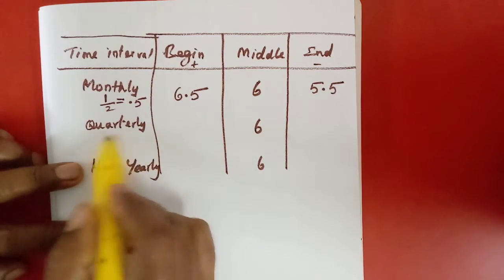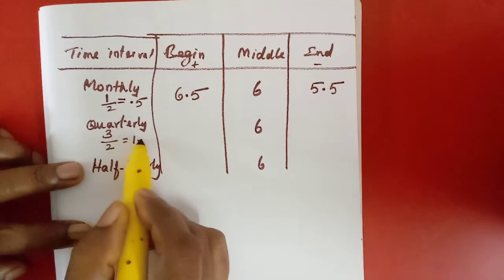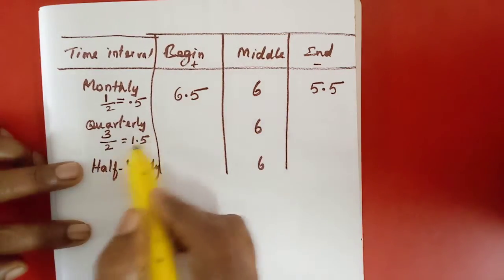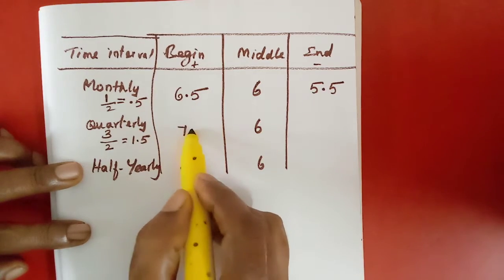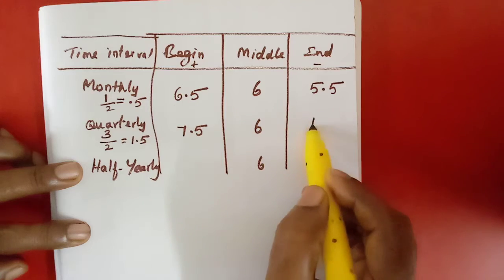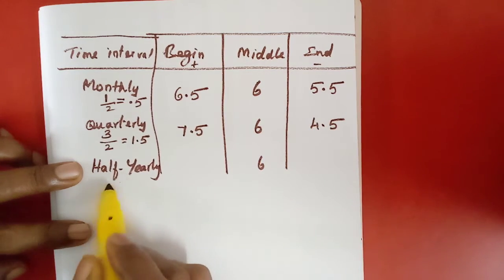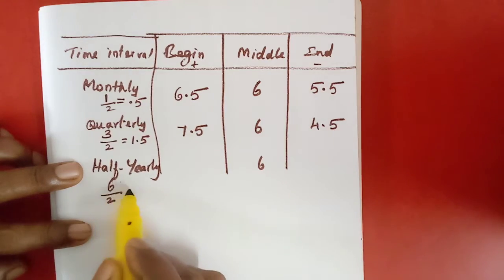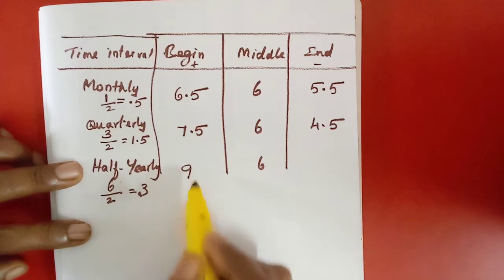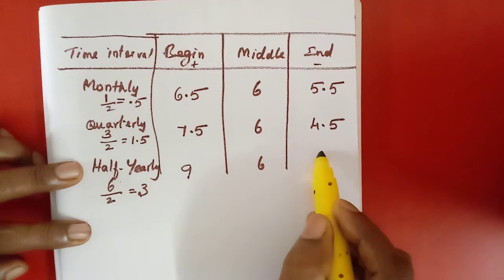Quarterly, how many months is it? 3, isn't it? 3 divided by 2, how much? 1.5. So add this here: 6 plus 1.5, 7.5. Here you subtract, we will get 4.5. Half-yearly means how many months? 6. Divided by 2, 3 months. So add 3 months to the 6, we will get 9. Then subtract 3 from 6, 3.